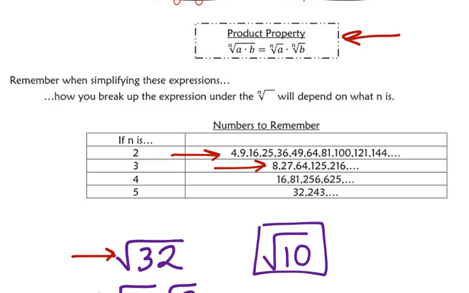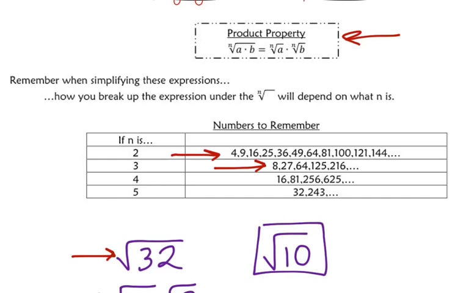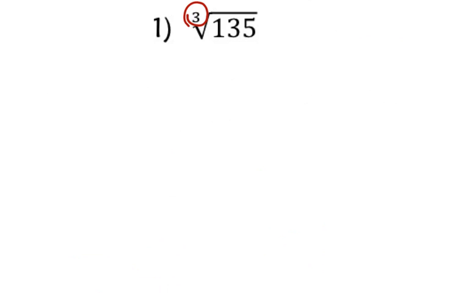So the first question that I want to do with you is number 1, and the first thing we need to notice here is that we are working with a cube root, which means we do not want to be thinking about 4, 9, 16 because those are perfect squares. We want to be focused on this list right here. And so I'm just going to write a couple of those at the top here. So we've got 8, 27, 64, 125, and then they go on from there.